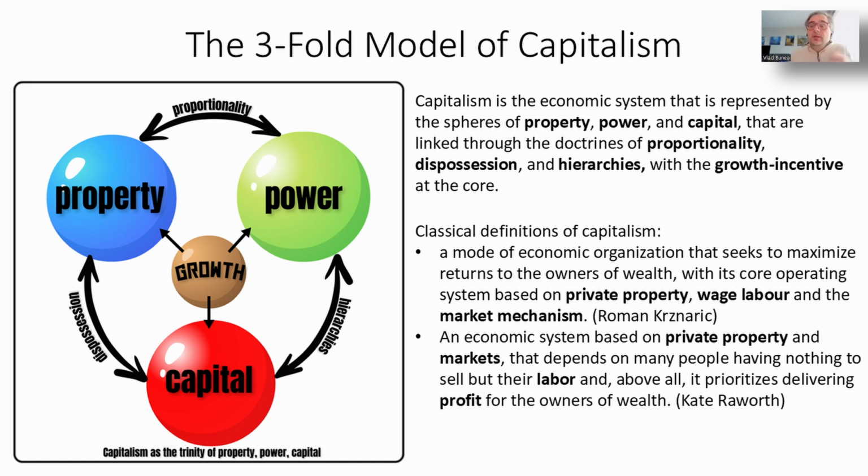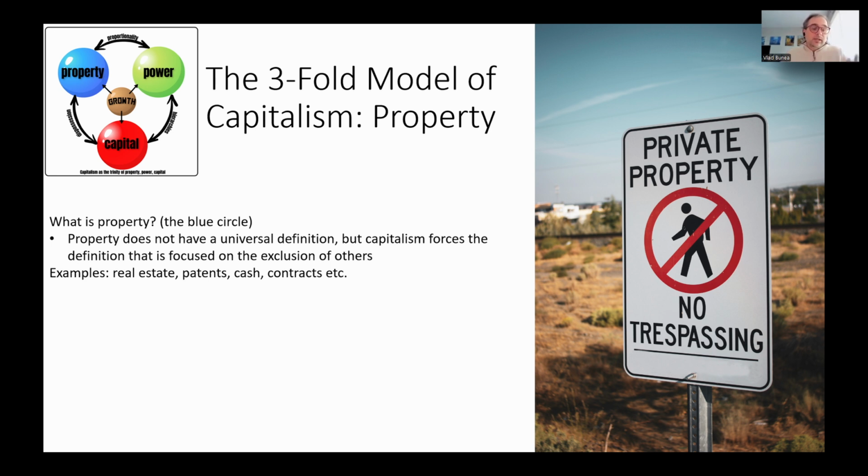Traditionally, the classical definition of capitalism would sound something like this: a mode of economic organization that seeks to maximize returns to the owners of wealth, with its core operating system based on private property, number one, wage labor, number two, and the market mechanism. Another definition sounds like an economic system based on private property and markets that depends on many people having nothing to sell but their labor. And above all, it prioritizes delivering profit for the owners of wealth. So you can see the key words in the traditional definitions of capitalism. It's all about private property, markets, labor, and profit. We move now to unpack those elements in the model.